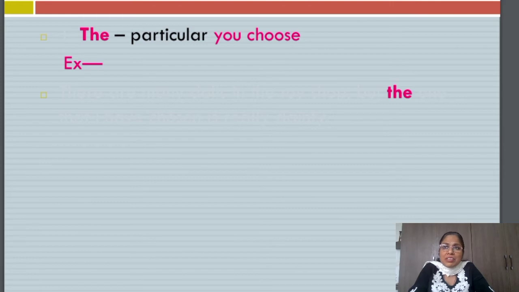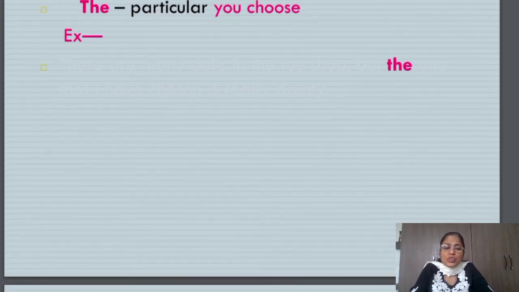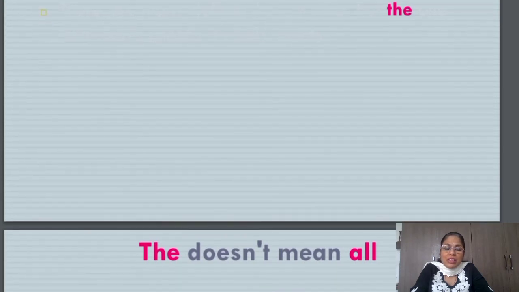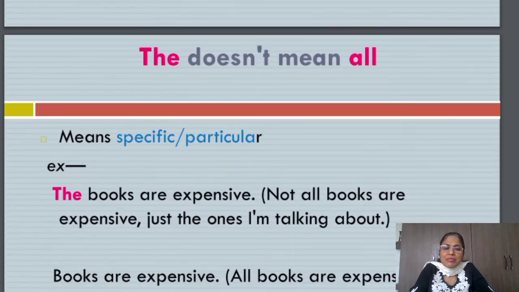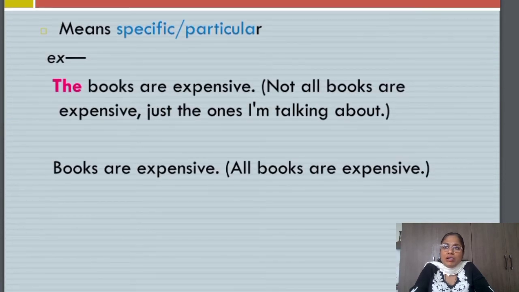The means the particular one. The means that one which you have chosen. The does not mean any. The does not mean all. The means the specific or particular one, or the specific or particular many. I can make use of the either before a singular or a plural or a countable or non-countable, any type of noun. But it has got some very specific usages also.